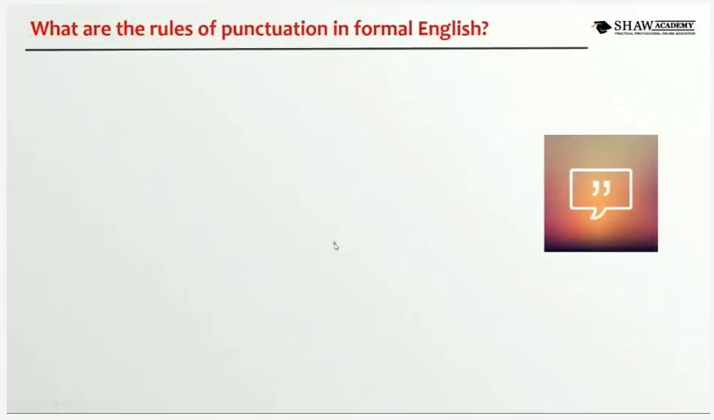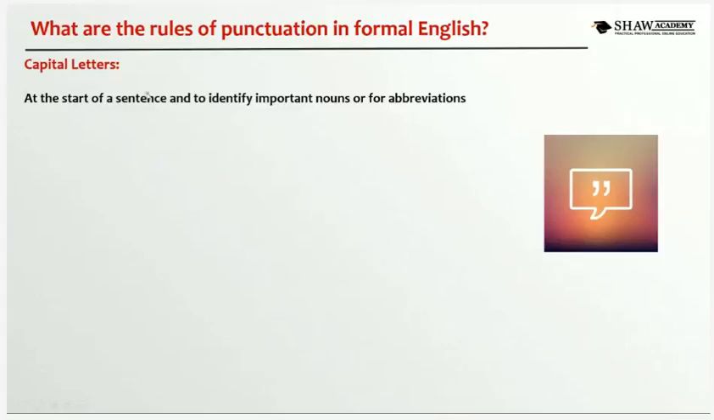So what are the rules of punctuation in formal English? Many of you have already mentioned some of the typical aspects of punctuation. So I've just tried to make it as simple as possible with some clear definitions and examples. Obviously capital letters at the start of a sentence, and they can identify important nouns, and they can be used for abbreviations or shortened versions of words. And I have an example.